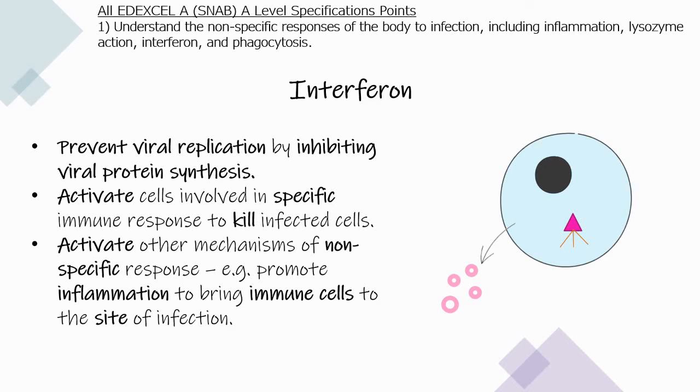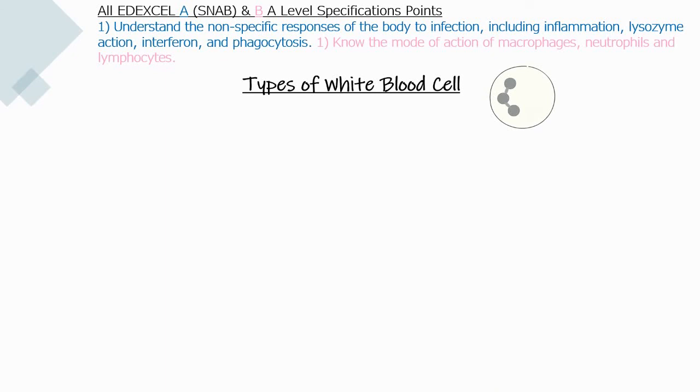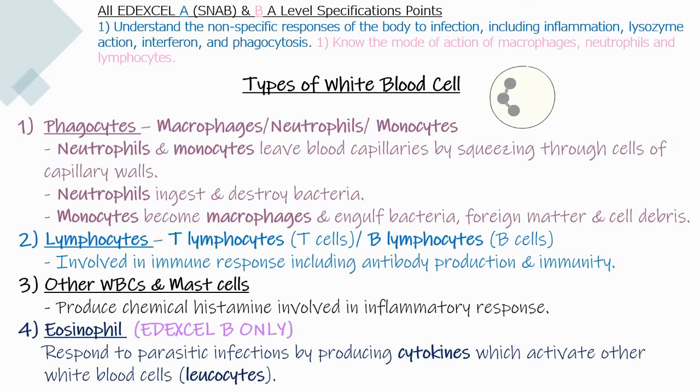So there are many types of white blood cell, and these include phagocytes, which are macrophages, neutrophils, and monocytes as some examples. So neutrophils and monocytes are able to leave the blood by squeezing through capillary walls. Neutrophils then ingest and destroy bacteria, and monocytes then become macrophages, which engulf bacteria, foreign matter, and cell debris.